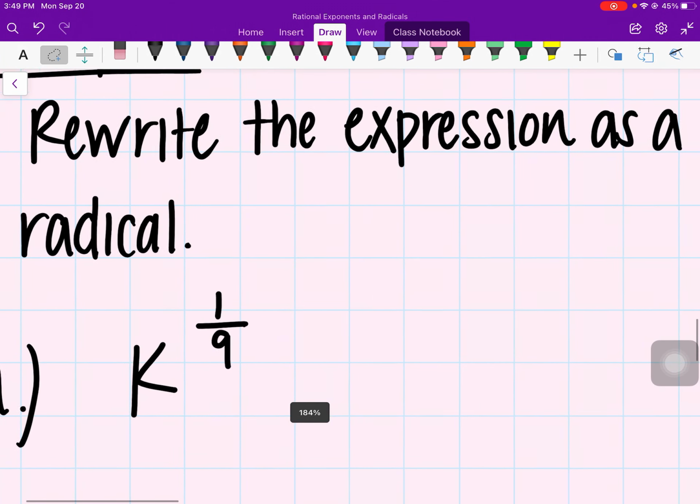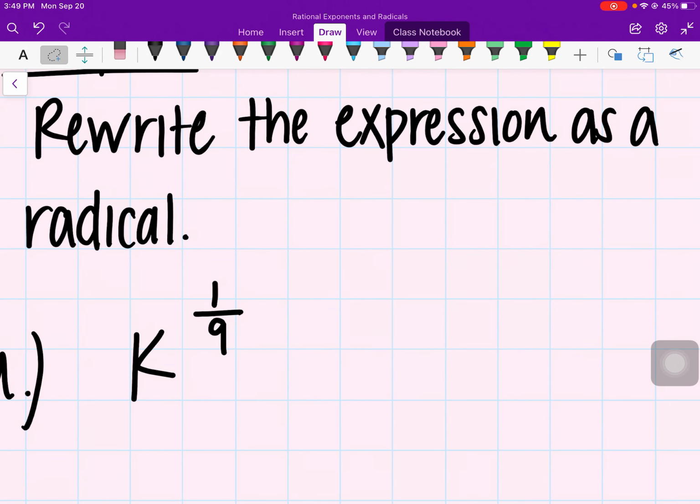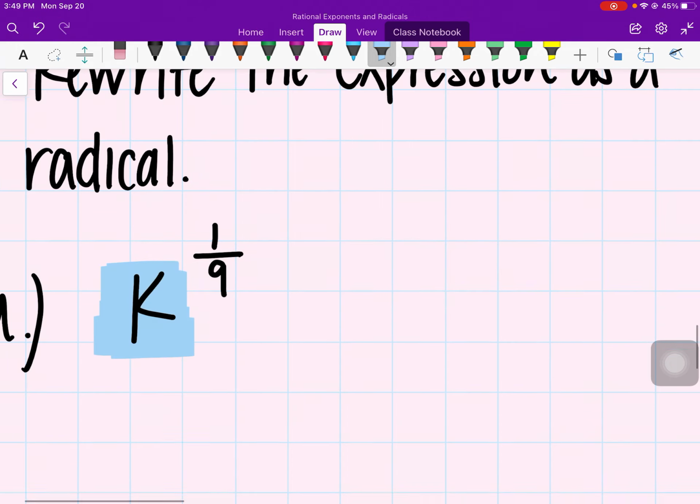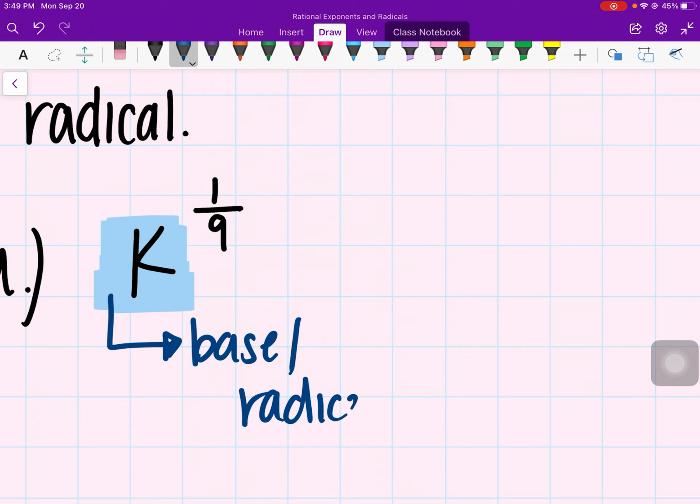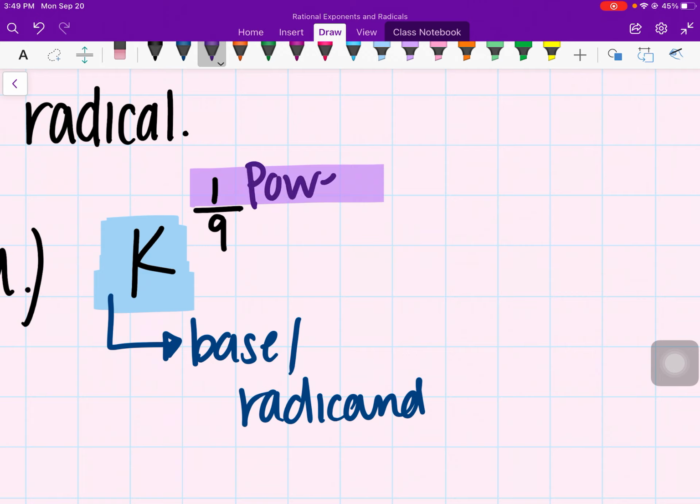So here's the first example. This is example 2. In this case, we want to rewrite the expression as a radical. Starting off, let's do some labeling. The k in this case represents our base, or the radicand. The 1 represents the power. And then the 9 represents the index.